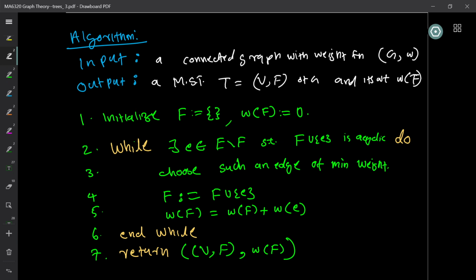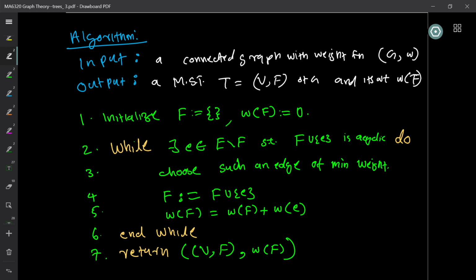So how does the algorithm function? It initializes F to be an empty set because we start with nothing, and then the weight of F is basically 0. And then while you can find an edge, which is not considered so far, such that F union e is acyclic, then you choose an edge of the smallest weight. Once you do this, you add this edge to F, and then the weight of F becomes the weight of F plus the weight of the edge that you added just now, and that's it. So you keep on doing this as long as there is an edge that, once you add it, will still be acyclic. And then you can return the values, V and F, and the weight of F. This is how the algorithm functions.